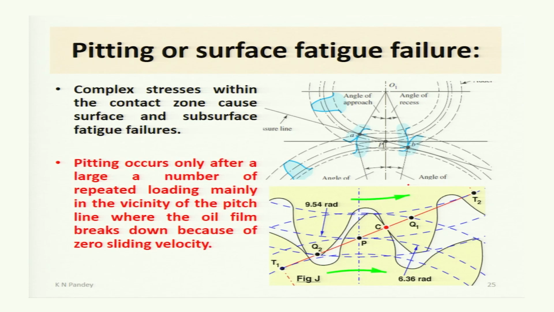Now, the complex stresses within the contact zone cause surface and subsurface fatigue failures. That means at the contact point, the complex stresses will develop, and that may cause surface and subsurface fatigue failure. Pitting occurs only after a large number of repeated loadings, mainly in the vicinity of the pitch point, because at that point the sliding velocity is 0, and so there is a chance of breakage of the lubricant.